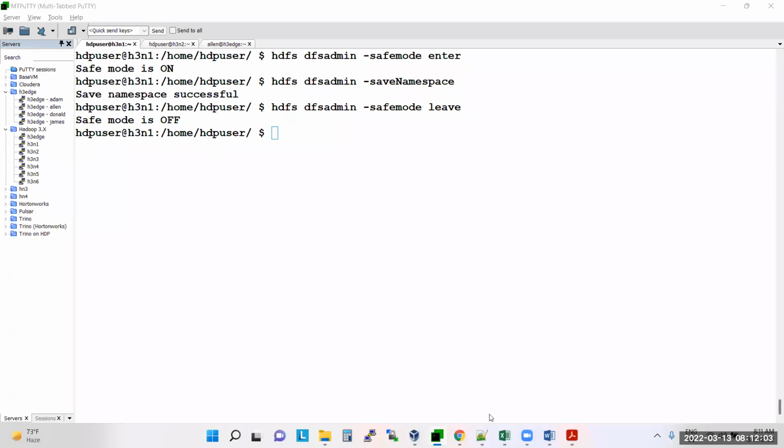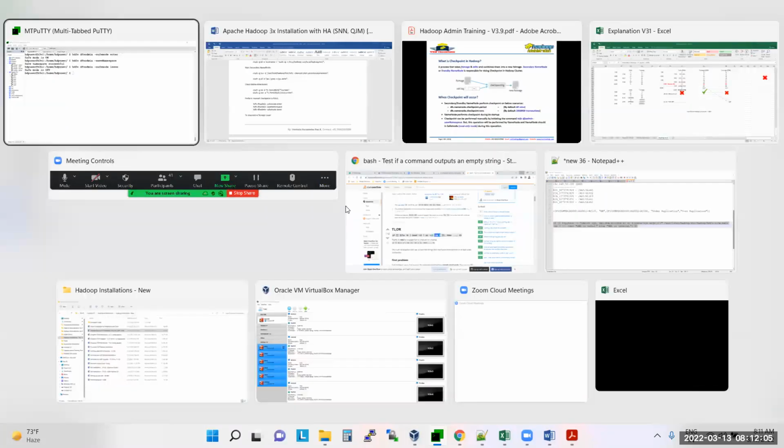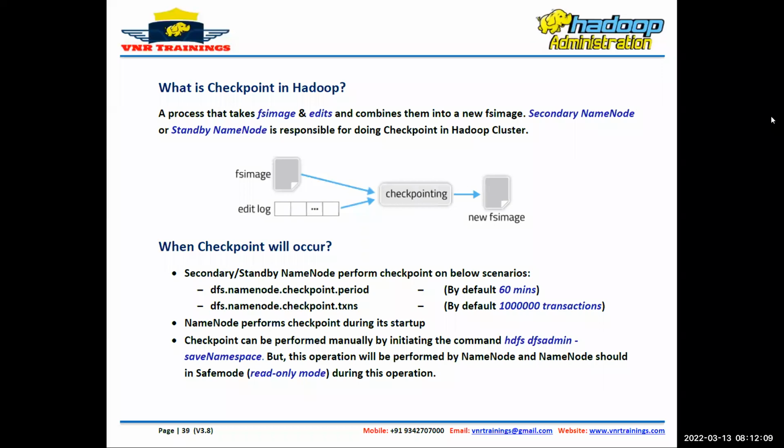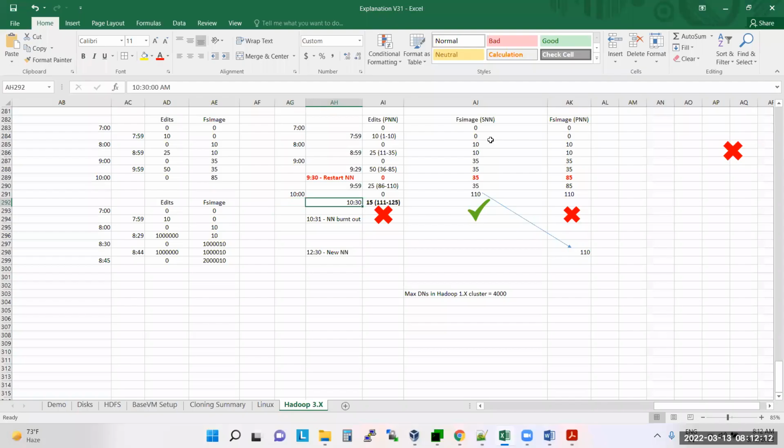Okay, so performing a manual checkpoint will be like this only. When you perform a manual checkpoint, it will be initiated by the Hadoop admin and performed by the primary name node. This is the scenario. It will see whatever is there here and merge it with the FS image, but it will not update the FS image in the secondary name node. Okay, clear.